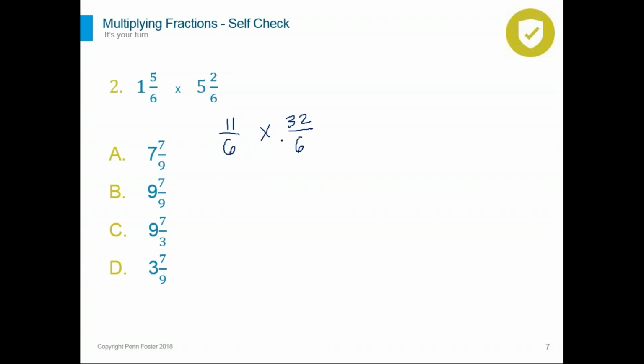Now we can think about the factors to eliminate. I see 32 and 6 both are even numbers. Then 2 must be a common factor I'm able to eliminate. So rewrite the question: 11 over 3, because 6 divided by 2 is 3, times 32 divided by 2, which gives you 16 at the top, and 6 will remain.